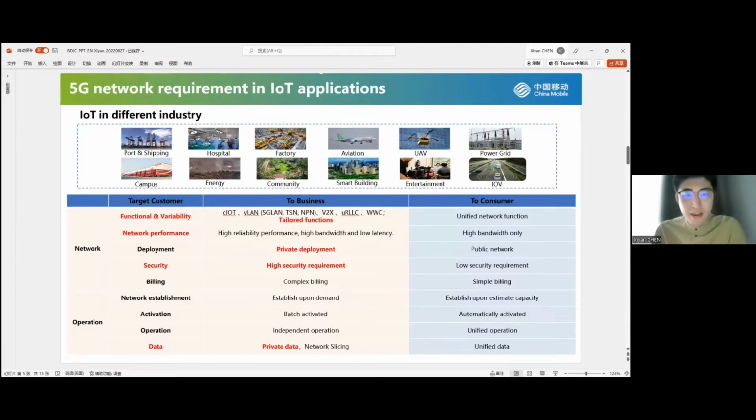So what is the difference between 5G networks and 4G networks? We can see it in two aspects. The 5G network has more functionality and variability. For example, the 5G network can use different technologies to tailor functions to different enterprises rather than a unified network in 4G. And also the network performance is more reliable, with high bandwidth and low latency when compared with 4G.